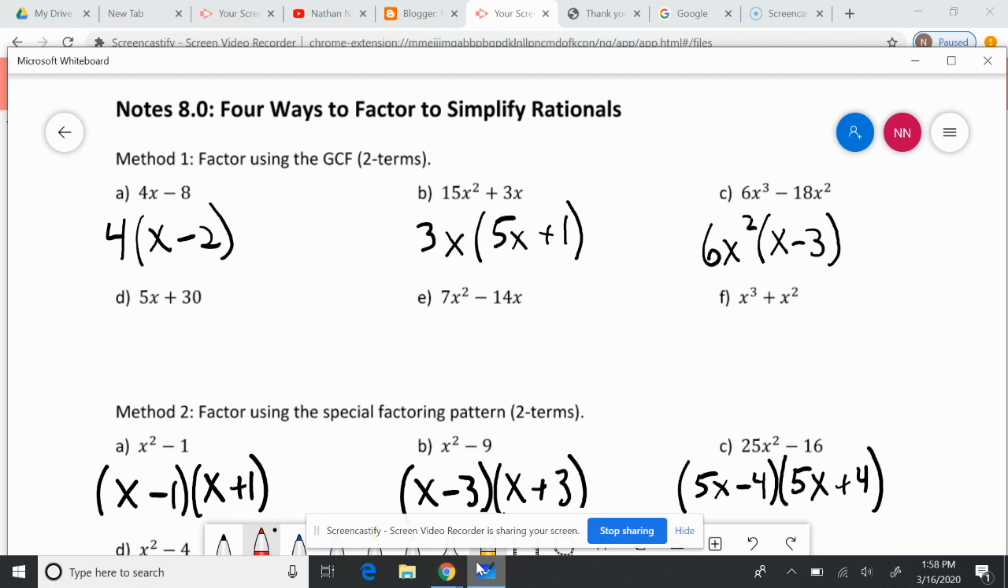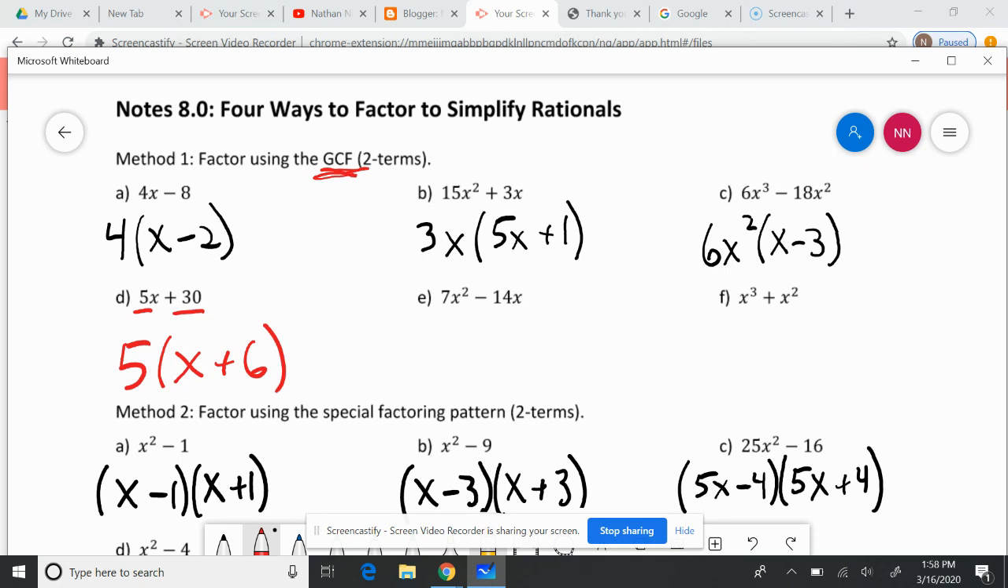What we're going to do for the second video is we're going to look at our other problems that we didn't get to finish. Looking at method 1, what we're going to do is we're going to look for our GCF. So looking at letter D, our greatest common factor for the two terms would be 5. And what's left over is x plus 6.